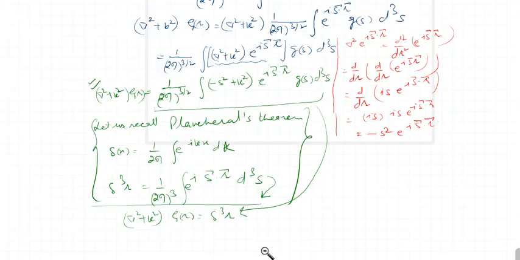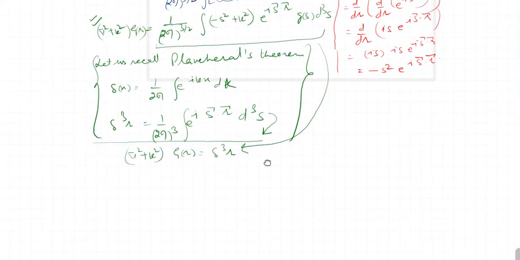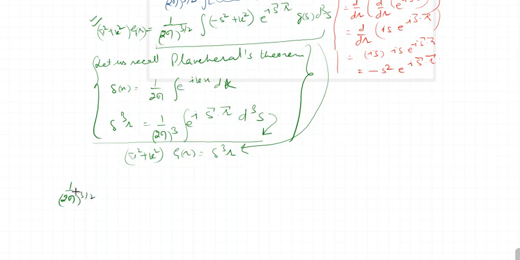So if I do this, then how can things be written? Things can be written as 1 over 2 pi raised to power 3 by 2, integral minus s square plus k square e raised to power iota s.r G(s) and d cube s, which is equal to delta cube r using this identity.